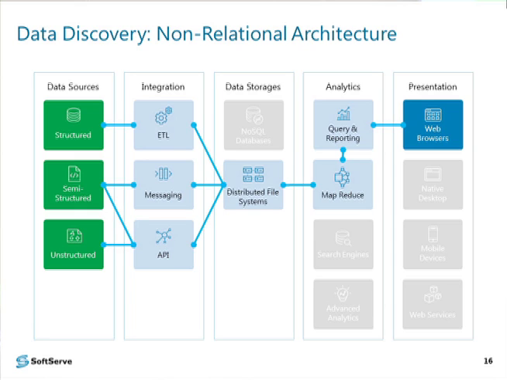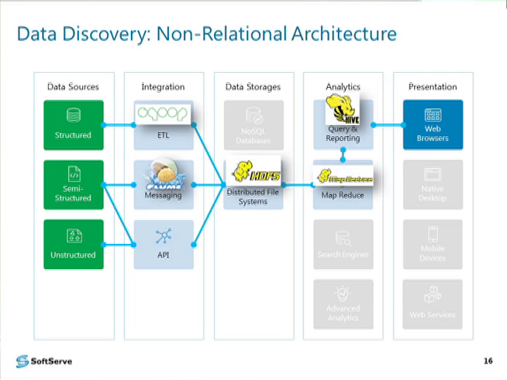So we have three different sources: structured, semi-structured, and unstructured. And all this data is integrated and stored in a distributed file system. MapReduce is used to process this data, to make queries, and if we map this to a technology stack, we will see that it fits Hadoop, actually the Hadoop ecosystem.